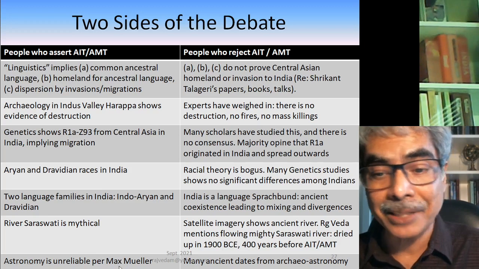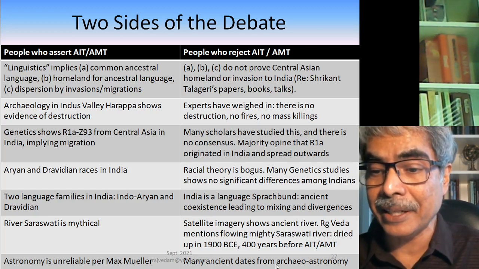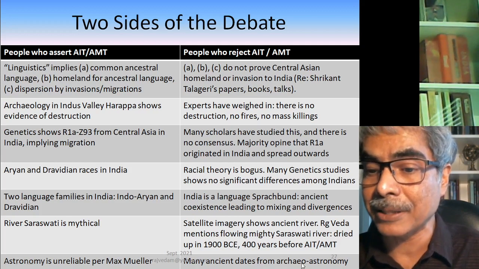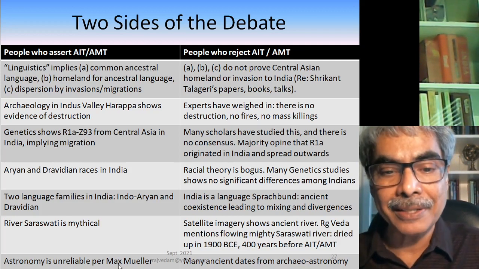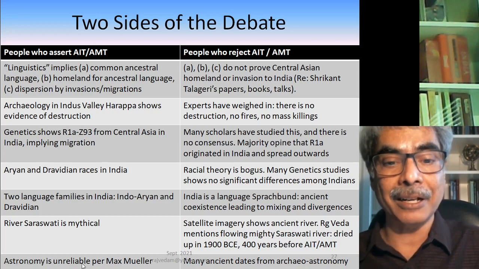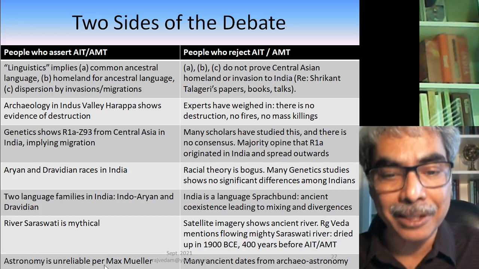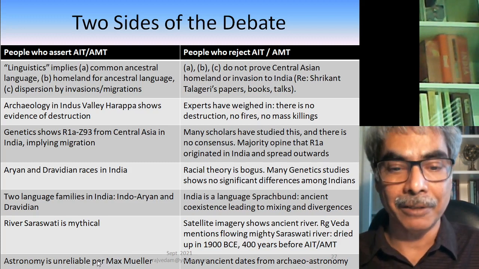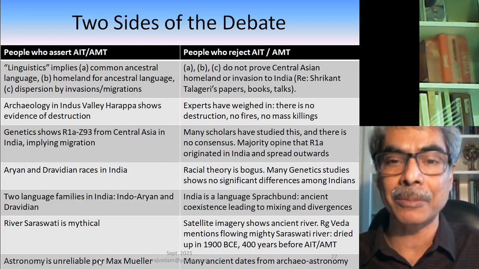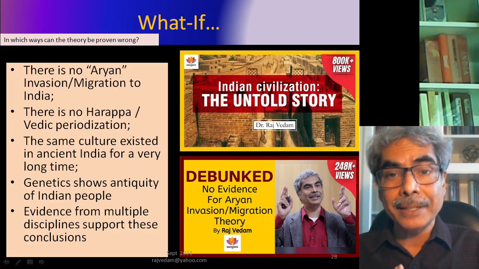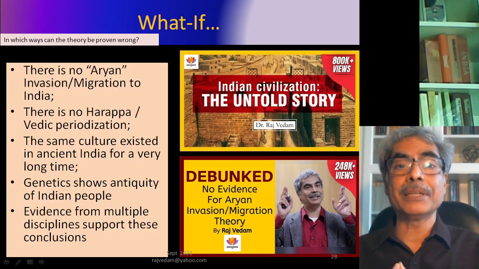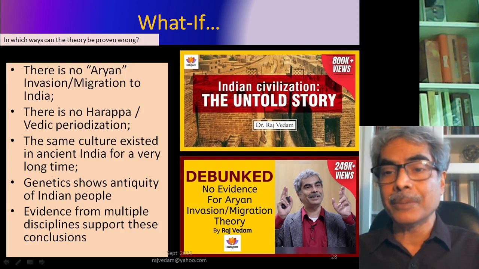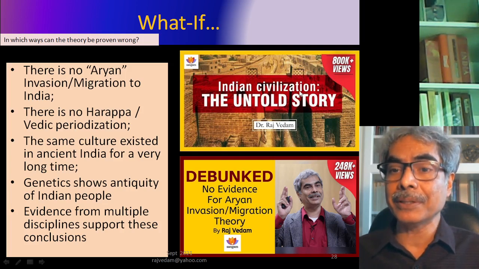And on astronomy, many ancient dates can be deciphered from the archaeoastronomy present in the ancient Indian texts. On this side, astronomy is unreliable, an opinion that Max Muller has put forth and several people are carrying forward without the due diligence. And we'll talk about this a little later. So concluding on that, in what ways can a theory be proven wrong? I have talked about this extensively in my two talks that I've listed over here, both on Sangam Talks on YouTube. So do see that.